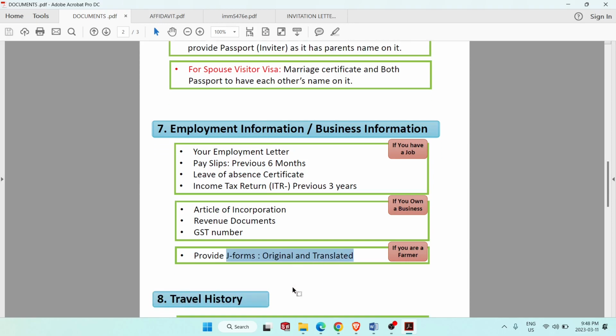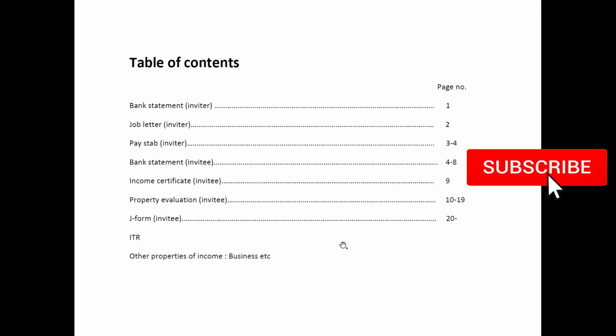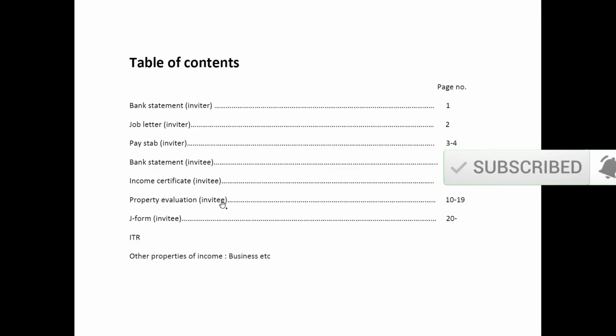All these documents will demonstrate that you have strong ties to your home country, and they show the visa officer that after your trip to Canada is over, you will return back home. You need to collect all these documents and details and make a PDF out of it, and then you can upload it under proof of funds. You can also make a table of contents to make it easier for the visa officer to understand which documents you are providing.